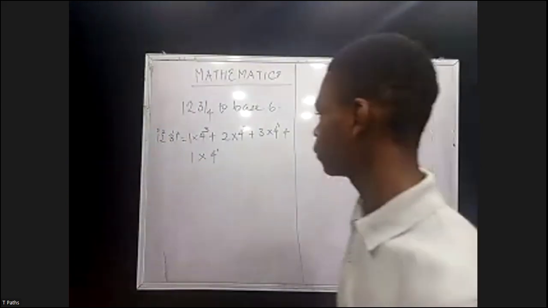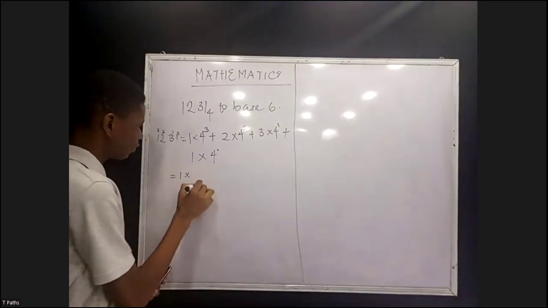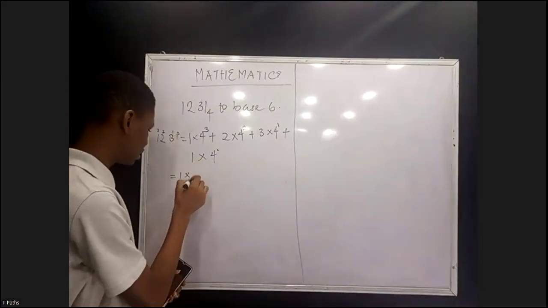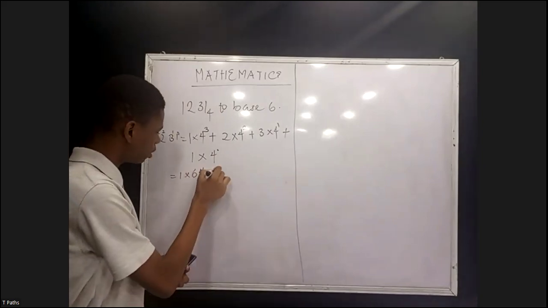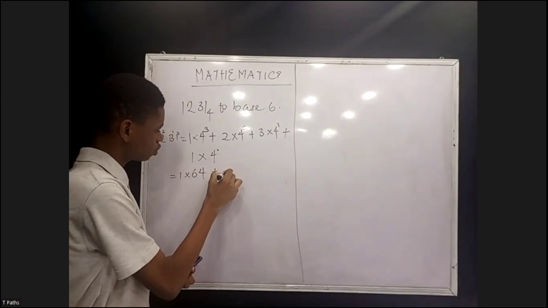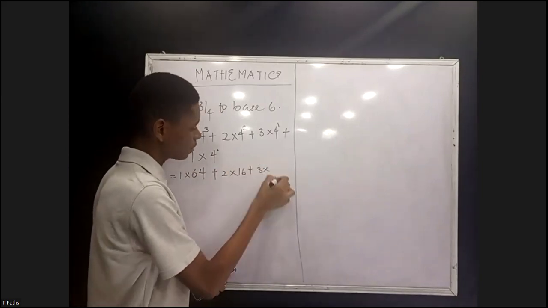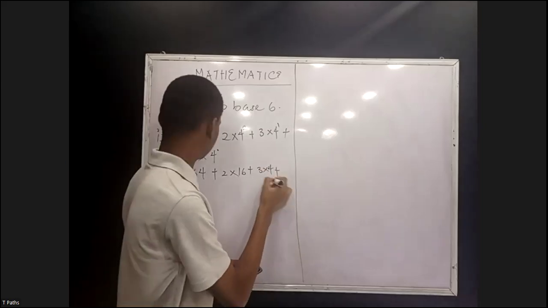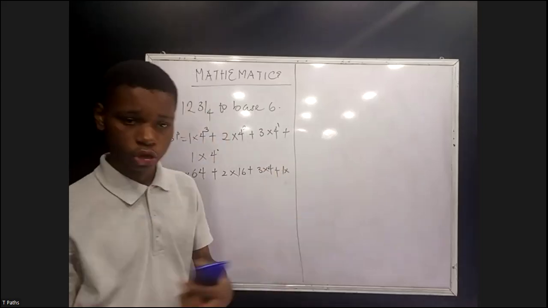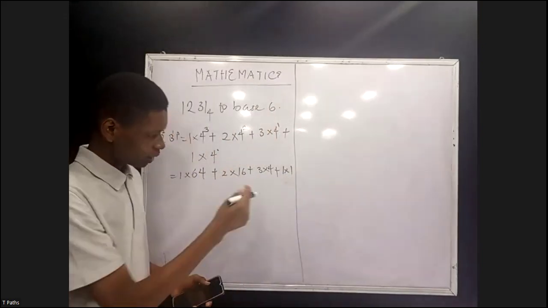All right, so now we are going to calculate. I have 1 times 4 raised to the power of 3. That's 1 times 4 times 4 times 4, which is the meaning of 4 raised to the power of 3. So that should be 64, plus 2 times 4 raised to the power of 2. That's 4 times 4, which is 16, plus 3 times 4 raised to the power of 1, which is still 4, plus 1 times any number raised to the power of 0, which is still 1. Anything raised to the power of 0 is 1. So I have 1 times 1.